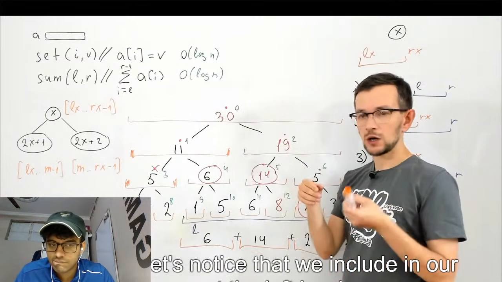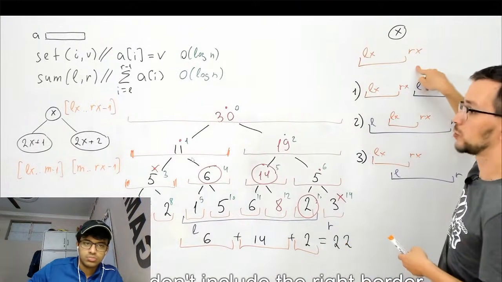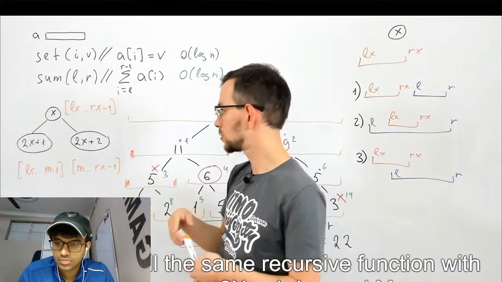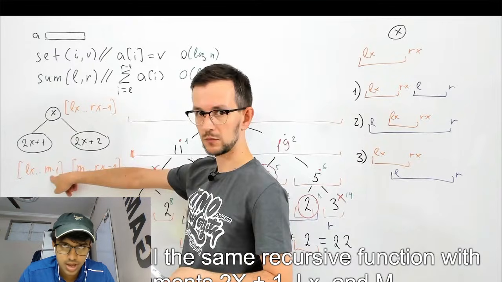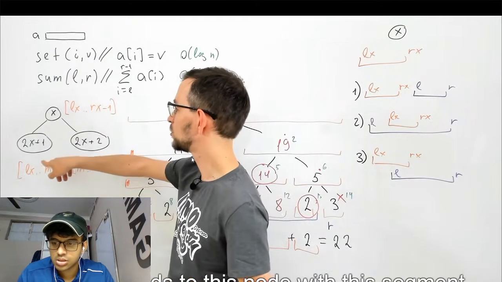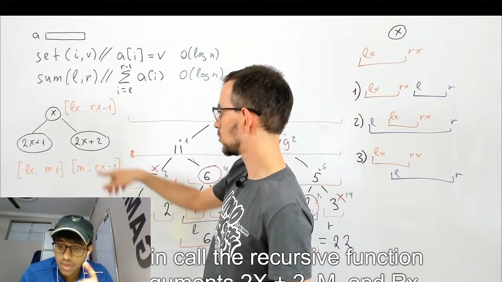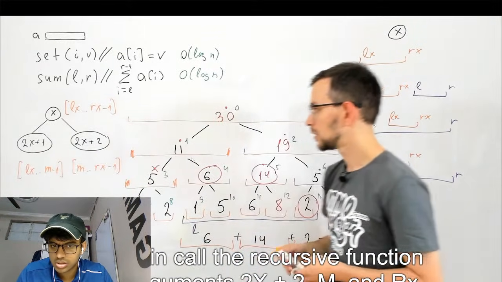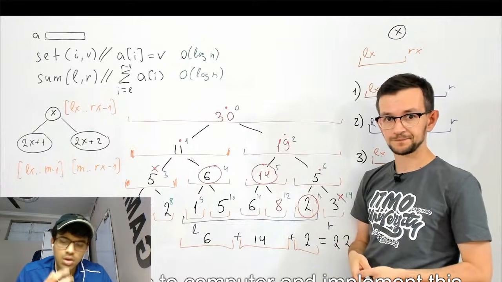Let's notice that we include in our segment the left border, but we don't include the right border. So when we go to the left child, we simply call the same recursive function with arguments 2x plus 1, lx, and m, because the upper limit is not included. It will correspond to this node with this segment. And when we go to the right child, we again call the recursive function with arguments 2x plus 2, m, and rx. That's all. Now let's go to the computer and implement this.